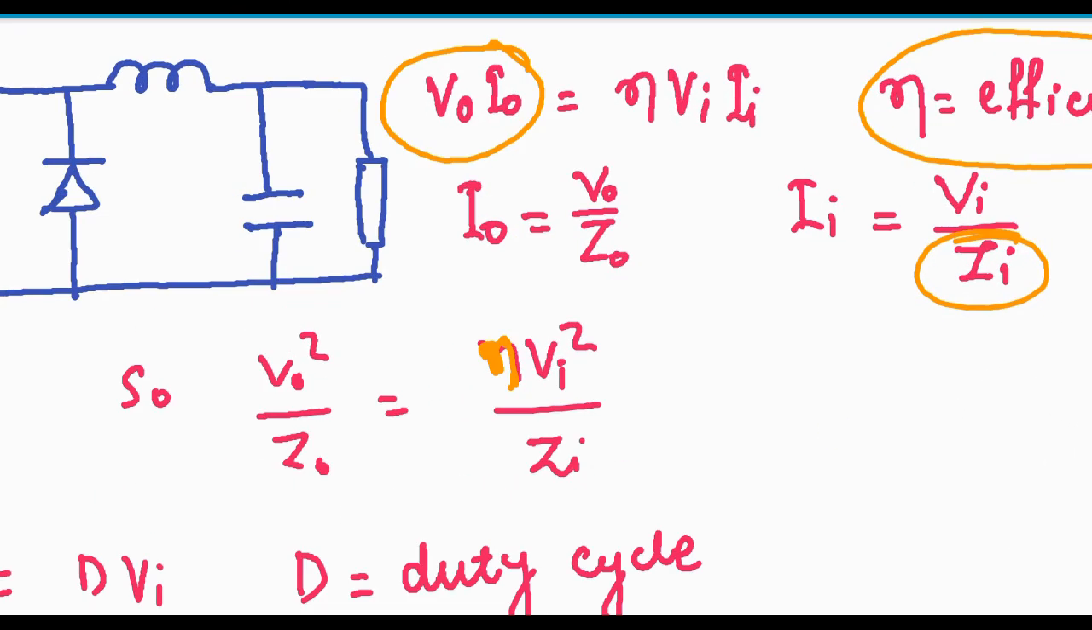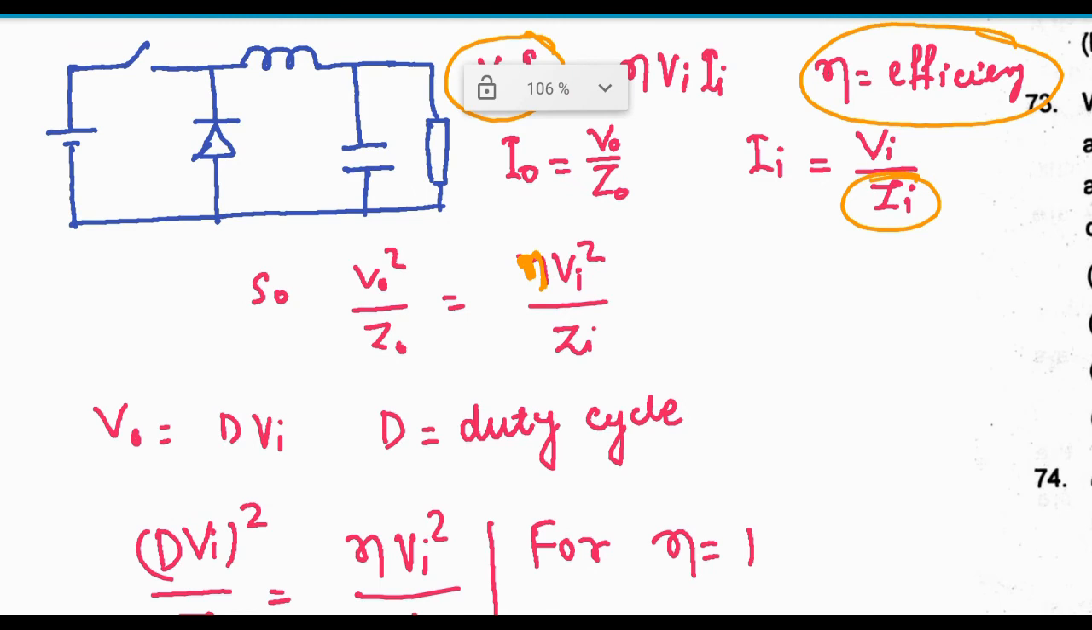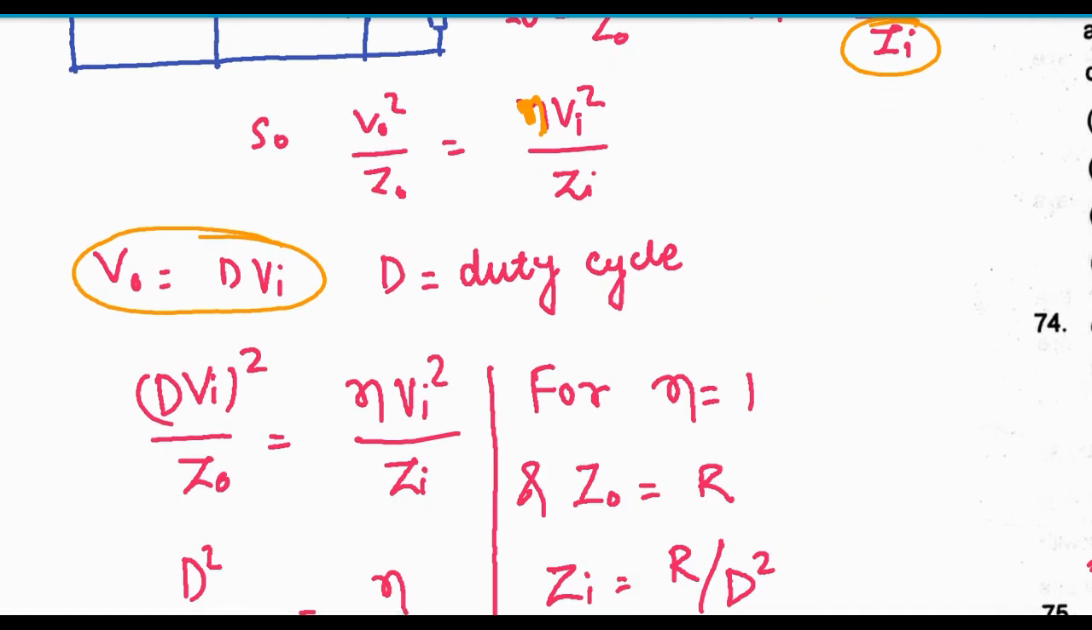This one is the efficiency, nu Vi square by Zi. So from this we can say that we know already for a buck converter, V output is equal to D into Vi, where D is equal to the duty cycle. So here we can write (D Vi) whole square by Z naught is equal to nu into Vi square by Zi. Only I have put here in place of V naught, D Vi in that expression.